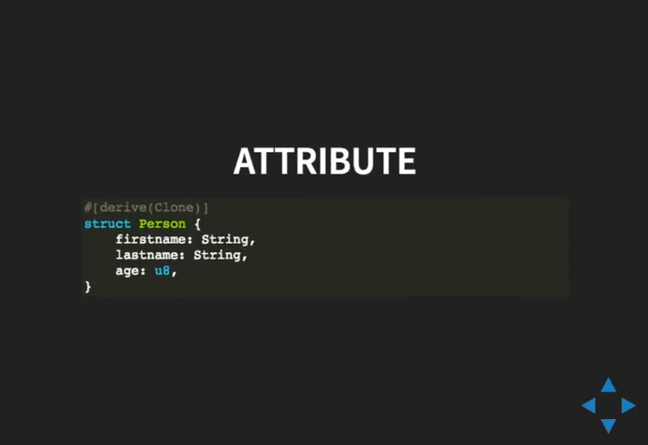We can also use attributes on types that we define. So for instance, here we use the derive Clone attribute, which will generate some code that will allow us to clone this value.